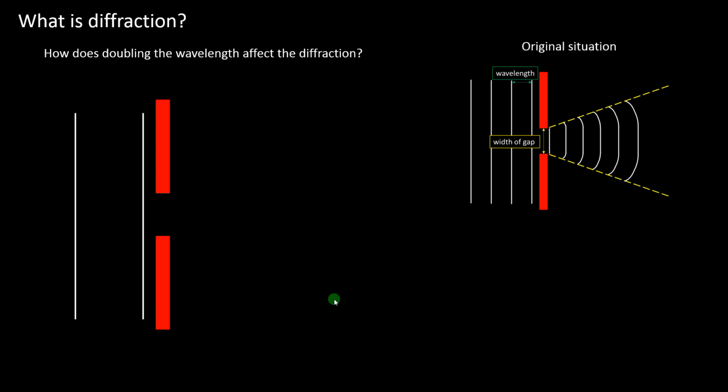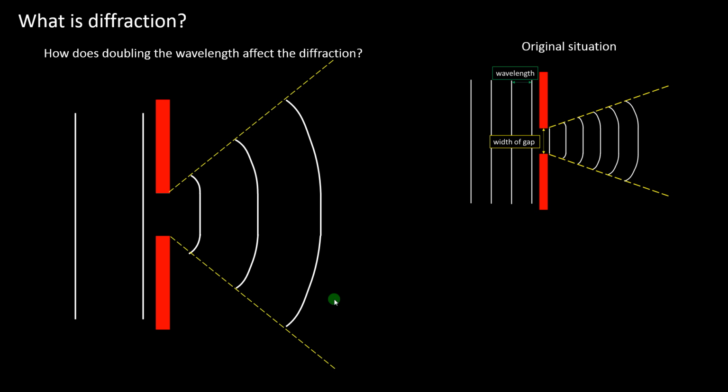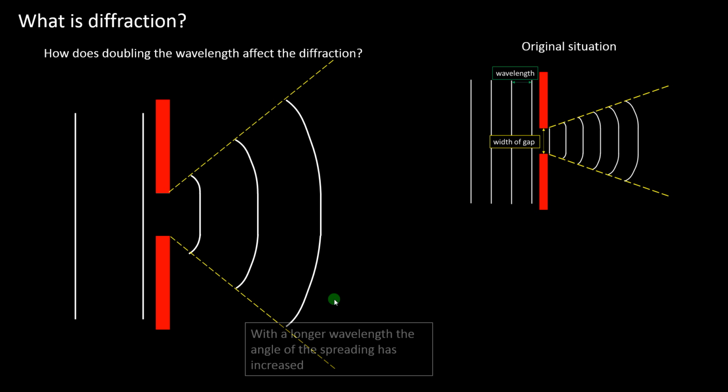In the second situation, I've doubled the wavelength, so you can see the distance between the wavefronts is now double what it was before, and we've gone back to the original gap size. Again, we're comparing this to our original situation. And what happens in this case is we get much more diffraction, much more spreading, because the wavelength is now large compared to the gap size. So with a longer wavelength, the angle of the spreading has increased.